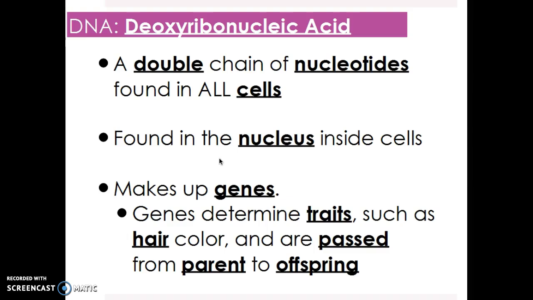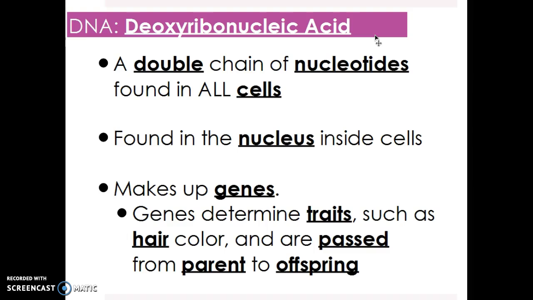The first is DNA. You've probably heard of it before, or you should have heard of it before. DNA stands for deoxyribo, specifically, that's the D. Nucleic is the N, and A stands for acid. DNA's general structure is going to be a double chain of nucleotides, and it's found in all of your cells.